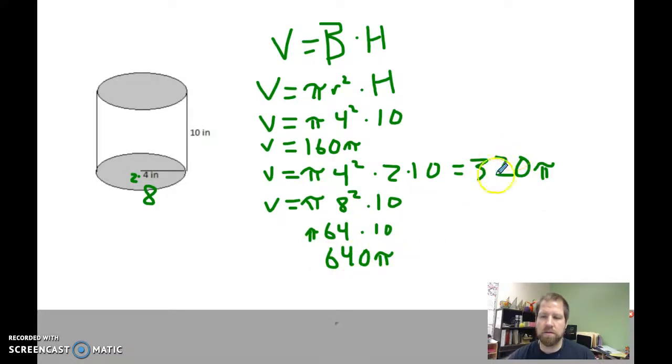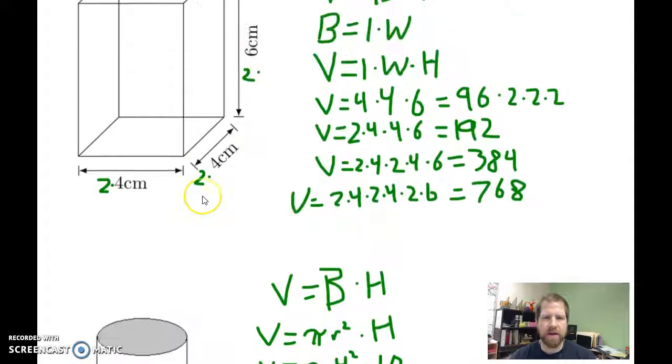That's double, right? That's twice as much as when I doubled my height, and that's 4 times as much as when I didn't double anything. That's 4 times as much as my original. Why would doubling my radius make my volume increase by 4 times on a cylinder? Think about it. Why would it do that?